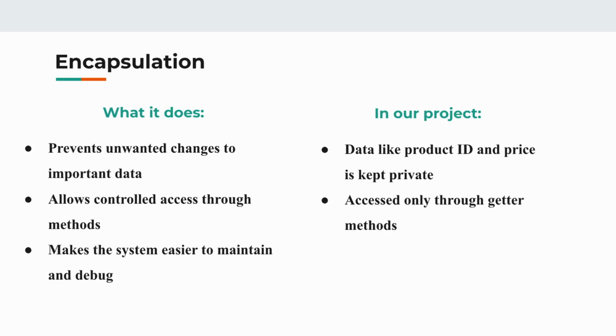One of the key concepts we used in our design was encapsulation. Encapsulation means we keep important data protected inside each class. This prevents outside parts of the program from directly changing values they shouldn't. In our system, for example, product information like ID or price is stored privately and accessed only through specific methods. This helps avoid errors and keeps our data safe and consistent.